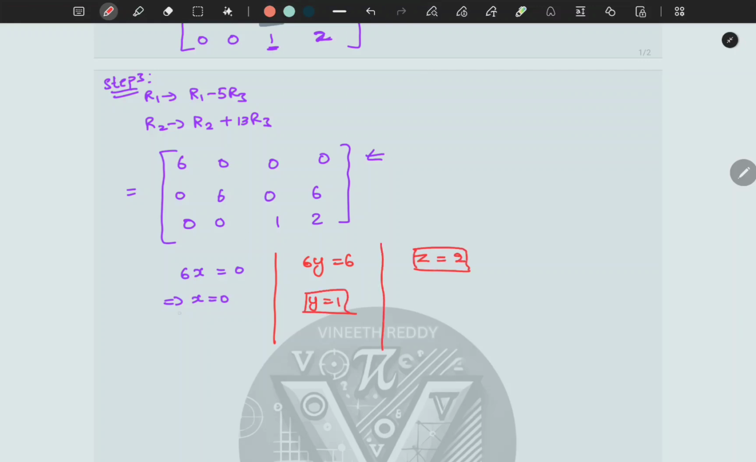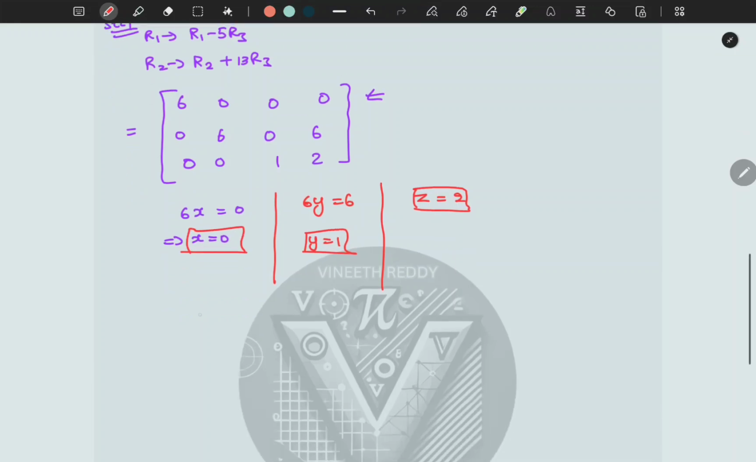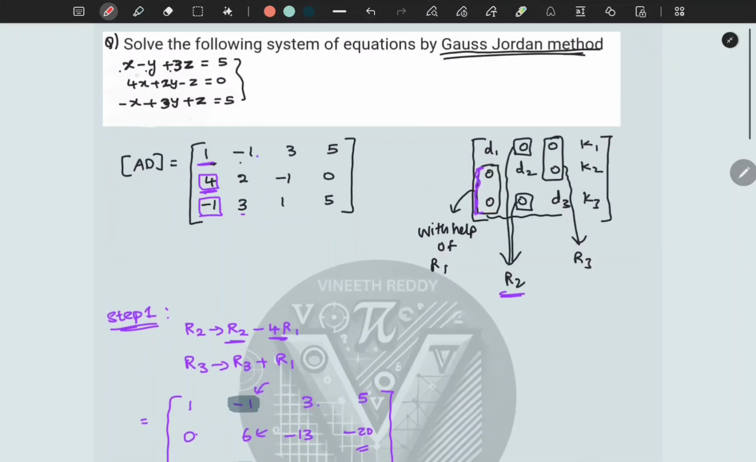Now how do we know whether the values of x, y, z, we get as 0, 1, 2, are correct or not? We simply back substitute them in the original equation. So replace x with 0, y with 1 and z with 2. So 3 into 2 is 6, 6 minus 1 is 5. So we get it correct. Again in the second equation also, 4 into 0 is 0.